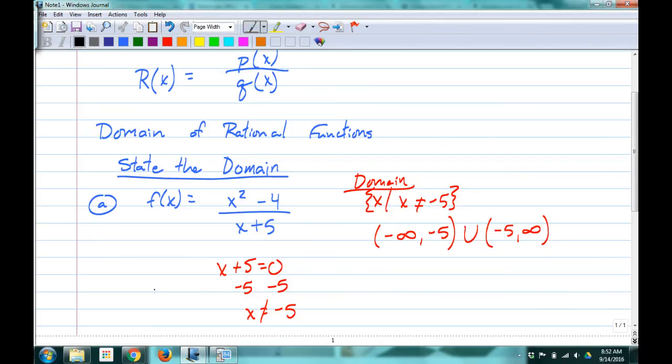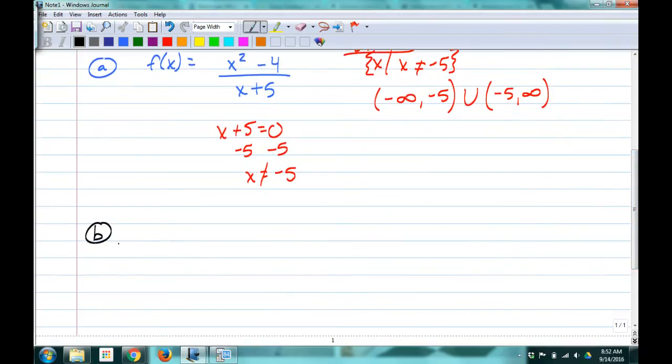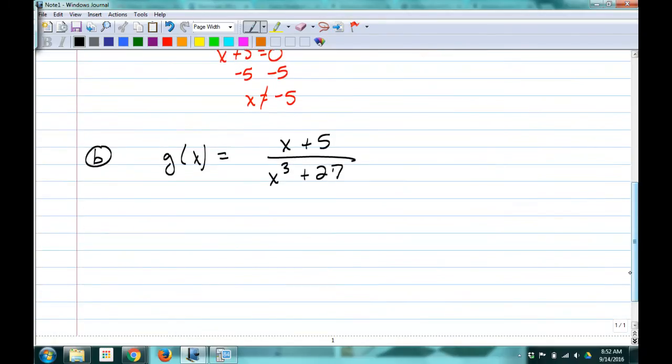Okay, so setting the denominator equal to 0. This one happens to be a linear piece in the denominator, but that's the idea here. We're going to get to some that are not linear pieces in the denominator. They're higher degree polynomials like what we've been solving. So let's get to one of those. Example B. Let's say we have this function g of x, maybe x plus 5 over x cubed plus 27. Now that's a higher degree polynomial.